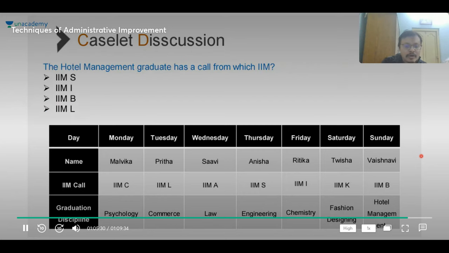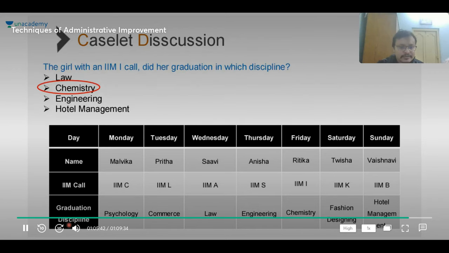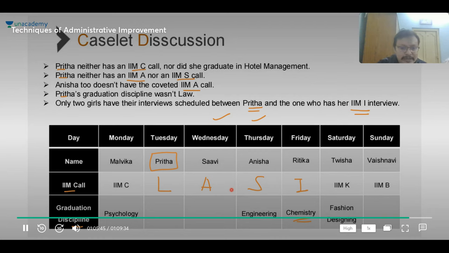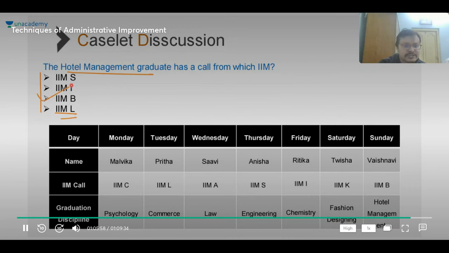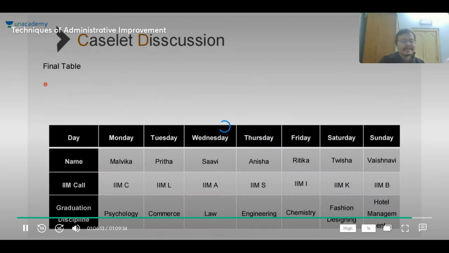So now we are left with only one question remaining, that is, the hotel management graduate is from which of these colleges? IIM SI, B, and L. So if I look here, hotel management is which one? If I note, hotel management will be either this or this, but the options given in this question are A and B. There's only one option which matches. That is IIM Bangalore, which means you can answer that without wasting time trying to look for clues in the set. So effectively, we are done with all four questions in the set.